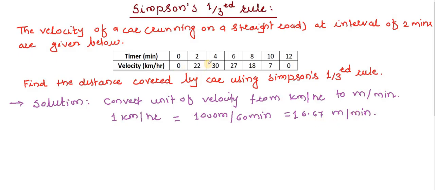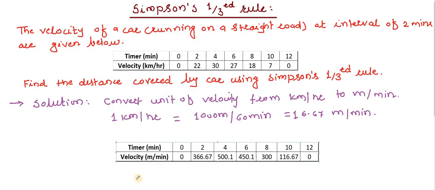So when we multiply this velocity in kilometer per hour, that is 22, 30, 27 and so on, with 16.67, we will get the velocity in meter per minute. So directly I will give you the table after converting that kilometer per hour into meter per minute. So this is the table after conversion from kilometer per hour to meter per minute.